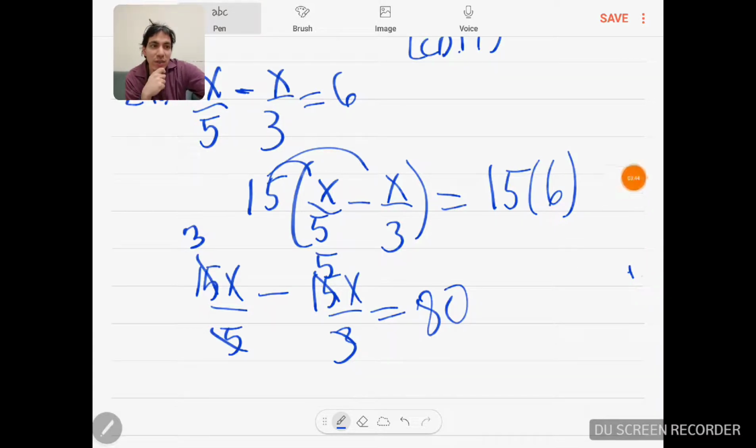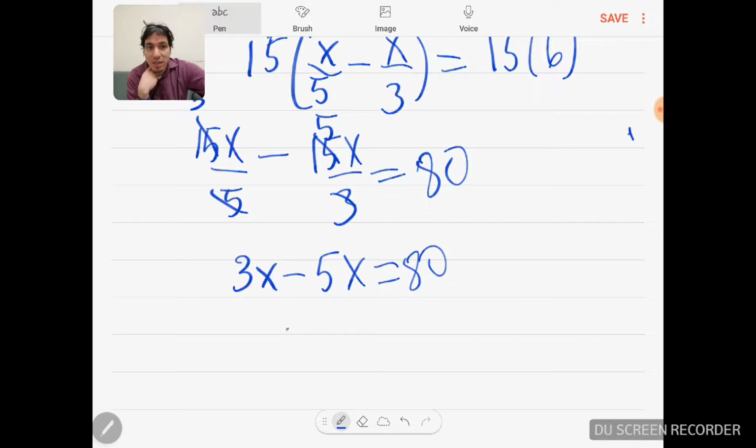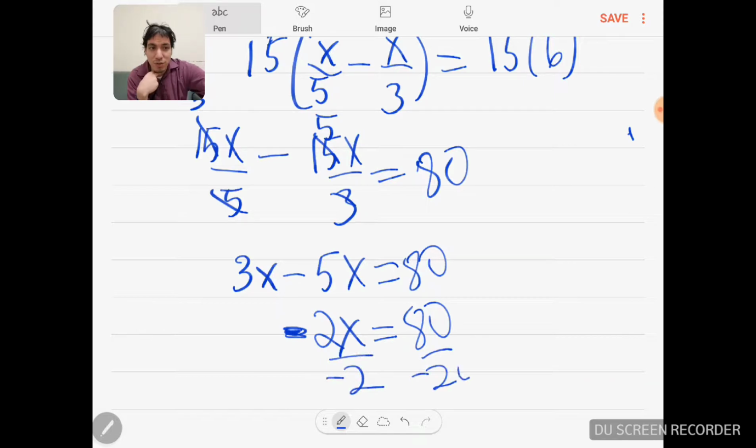So generally, you didn't have to do that step. You could have easily cross-canceled, which I would have preferred. This would have been 3x minus 5x equals 90. I'm going to combine these two. Remember, the signs are different, so you keep the sign of the bigger number, and then you subtract. So I have negative 2x equals 90. I divide both sides by negative 2. x equals negative 45 as my final answer.